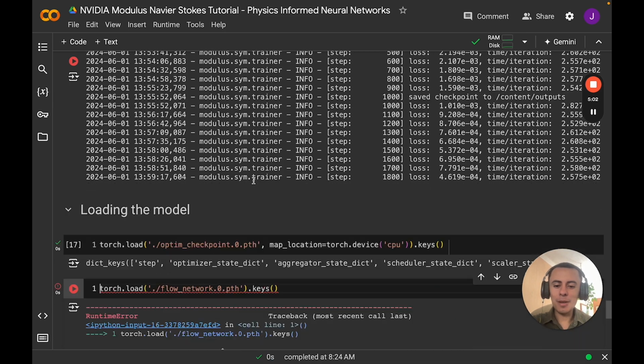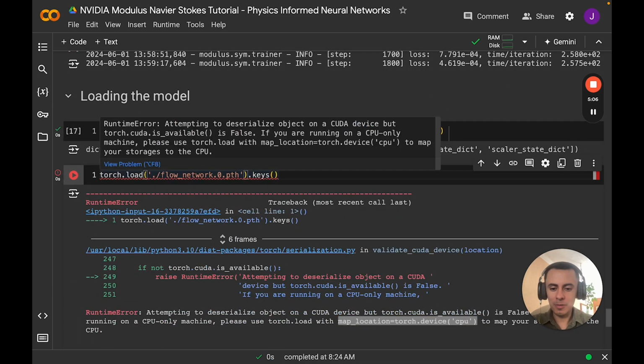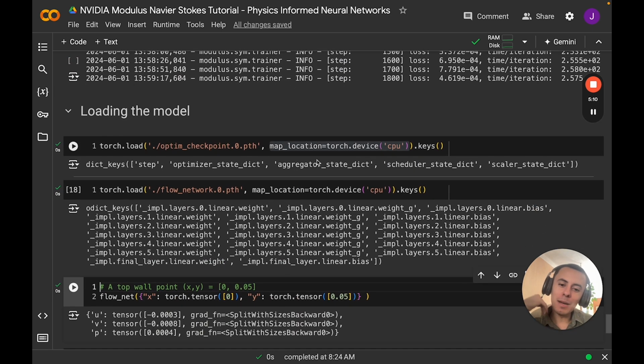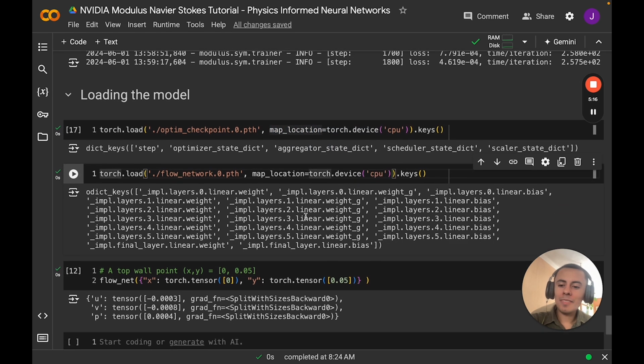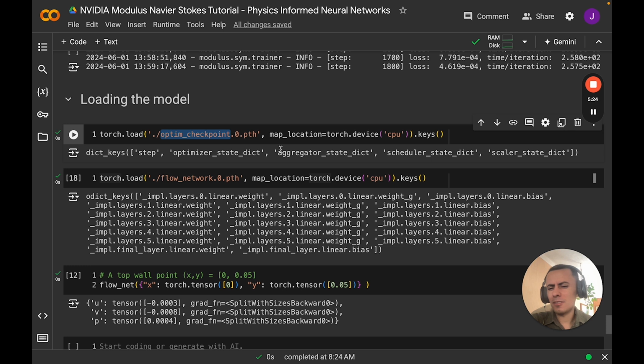I think we can get away with CPUs. We've already trained the thing. Hopefully we can get away with it. So you don't need to do this map location and stuff if you do have GPUs. Otherwise, well, use it. And so what do we get? We get more weird stuff with the optimizer checkpoints. I understand the optimizer checkpoints to be just that, optimizer checkpoints. It's not the final thing.